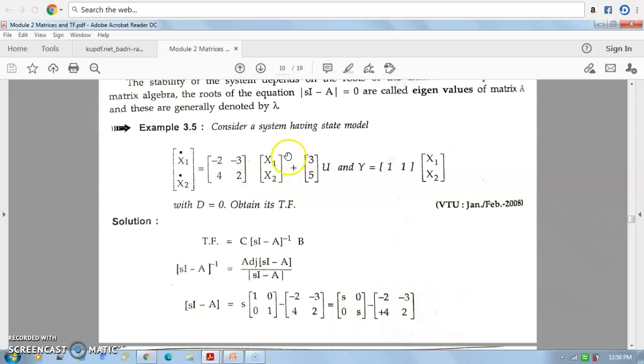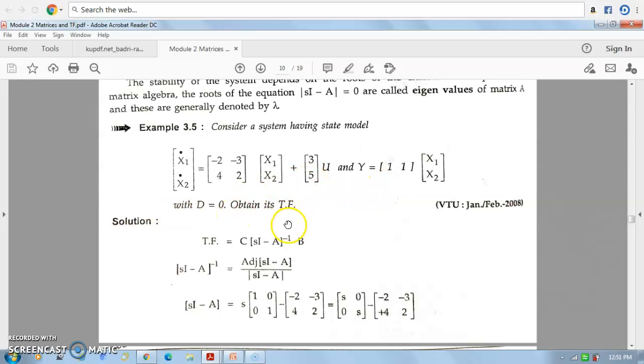See, consider a system having a state model. They have given the state model x dot is equal to Ax plus Bu, y is equal to Cx, D is 0 here, no input for the output, right? So you have to write the A matrix, B matrix, C matrix, and D is equal to 0.